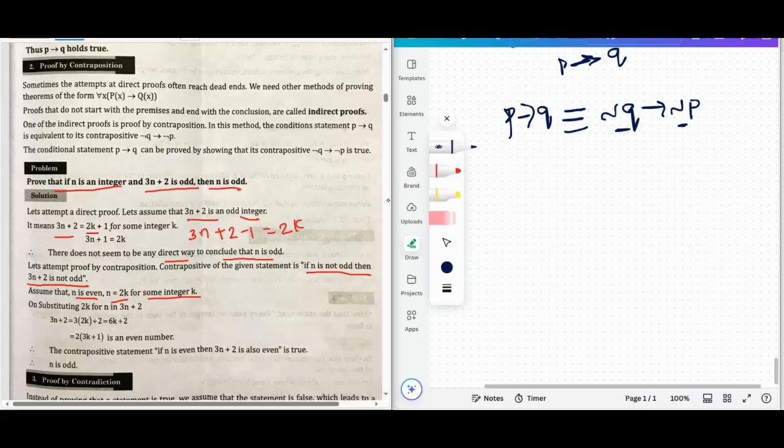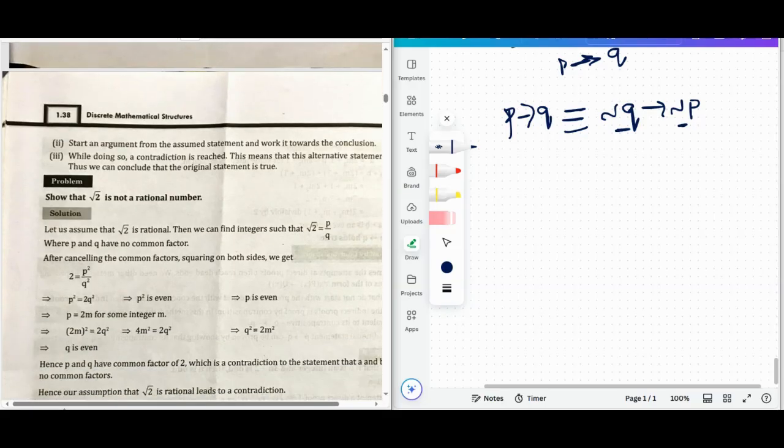On substituting 2k for n in 3n plus 2, if you substitute here in place of n, we get 3 times 2k plus 2. So it will be what? 6k plus 2. What is common here? 2 we can take. That will be 2 times 3k plus 1. If it is a multiple of 2, it is what? It is an even number. This contrapositive statement, if n is even, then 3n plus 2 is also even, is true. Therefore, n is odd. It will be called a contrapositive proof.